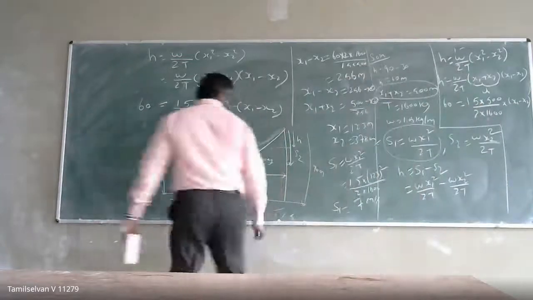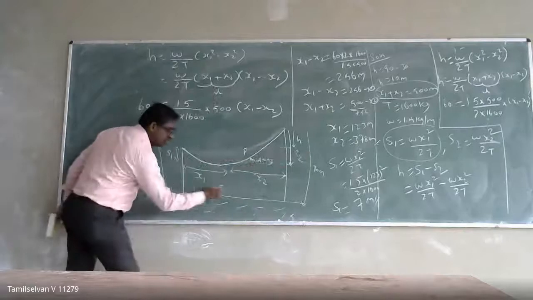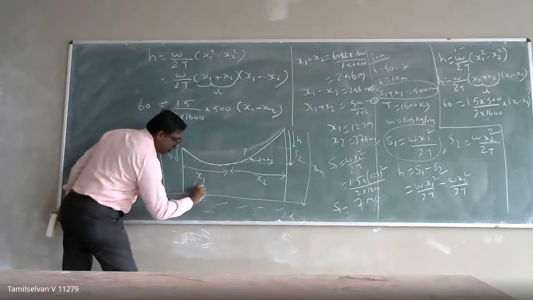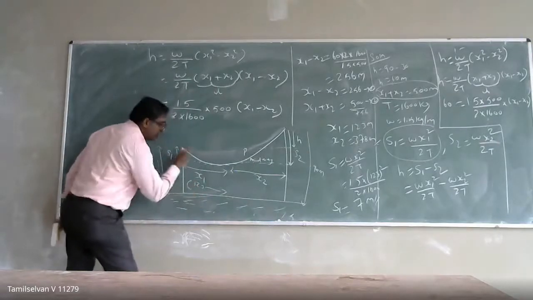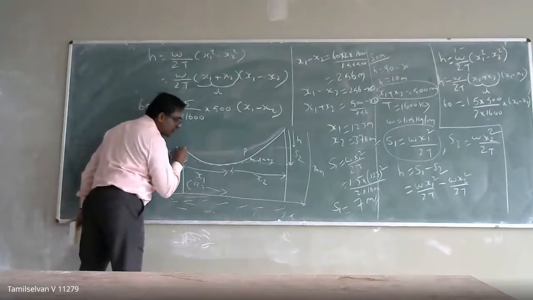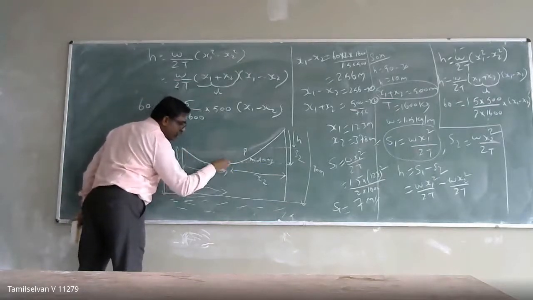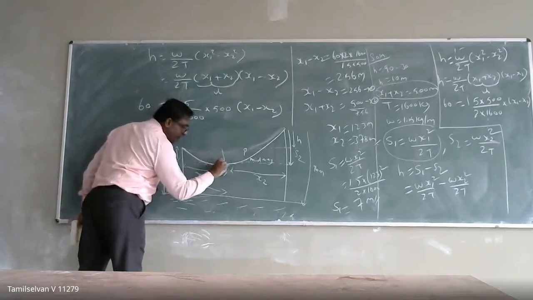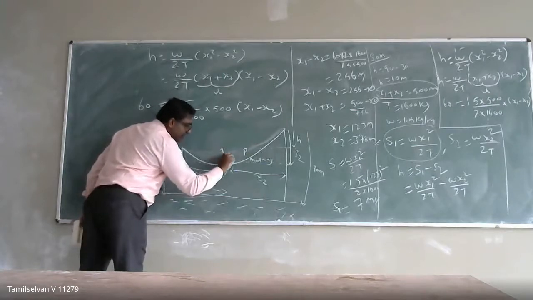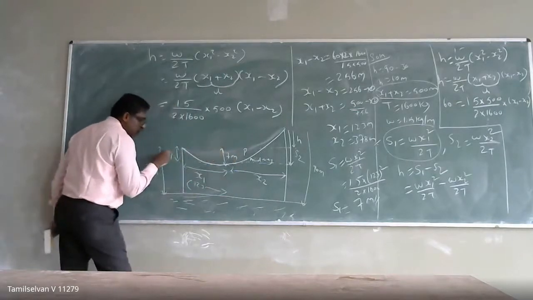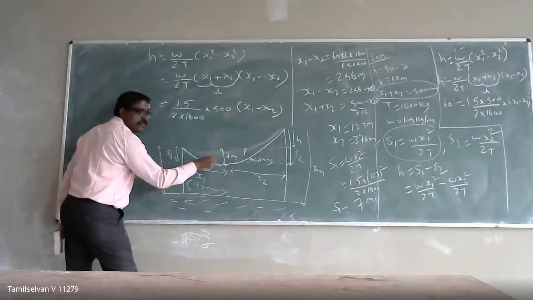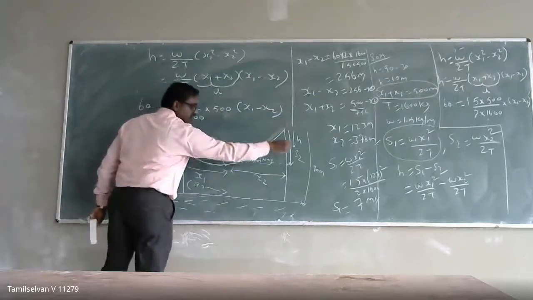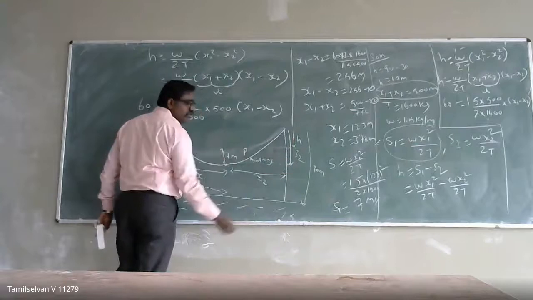It means at a distance of 123 meter, right, from here at 123, the lowest point is going to be at a height of 7 meter. This is 7 meter. It means S1 is going to be 7 meter.